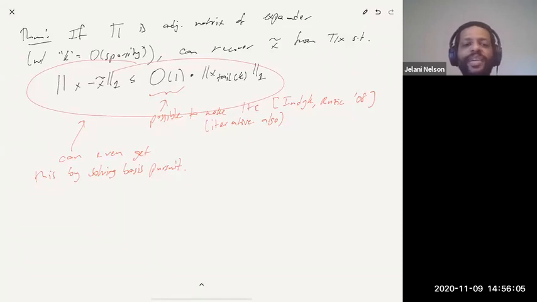Unfortunately, you actually can't prove black box that RIP1 implies basis pursuit works. That's actually false. You can come up with a counterexample of a matrix that has RIP1, but basis pursuit doesn't work with that matrix. This is an example of Michael Cohen from a few years ago. But if you open the abstraction and say not only is it RIP1, but it's the adjacency matrix of an expander, you can use that property to analyze basis pursuit and argue that it gives you this kind of guarantee that I circled in red. Okay.